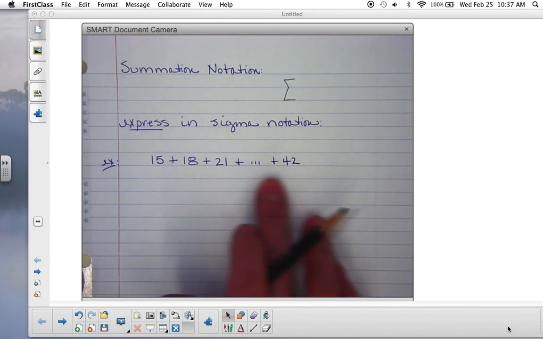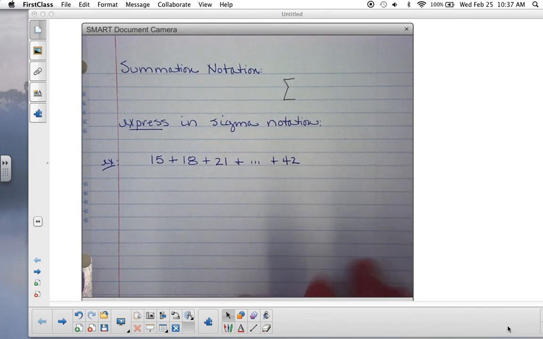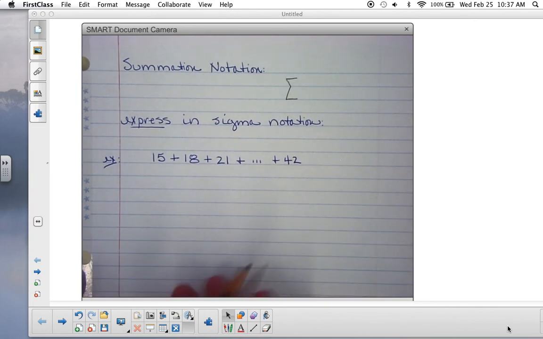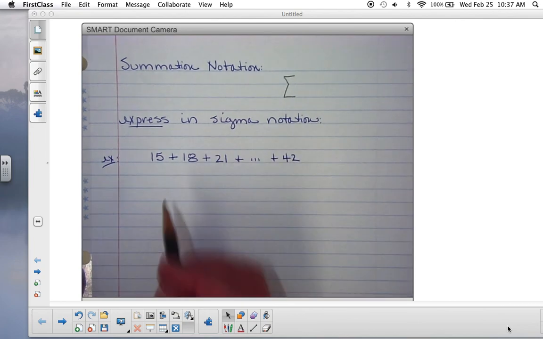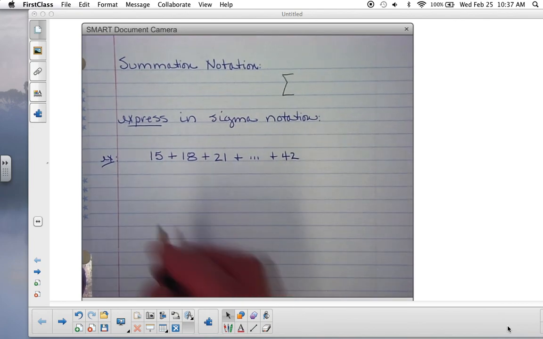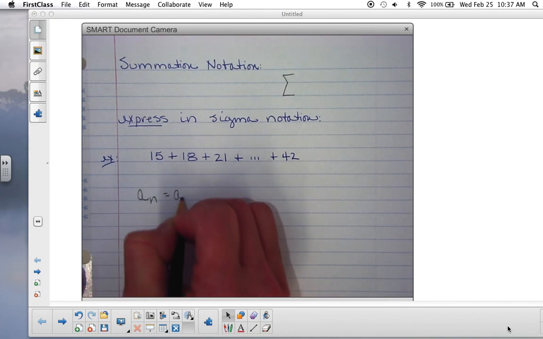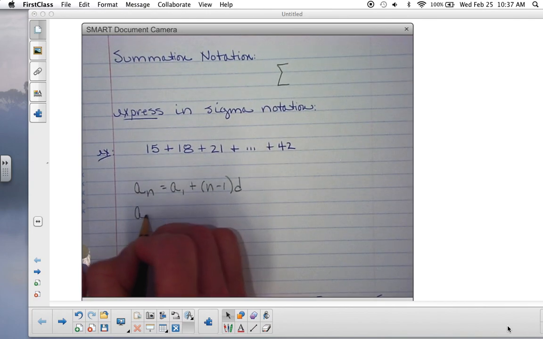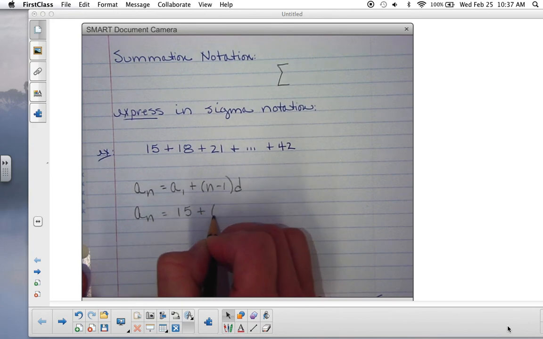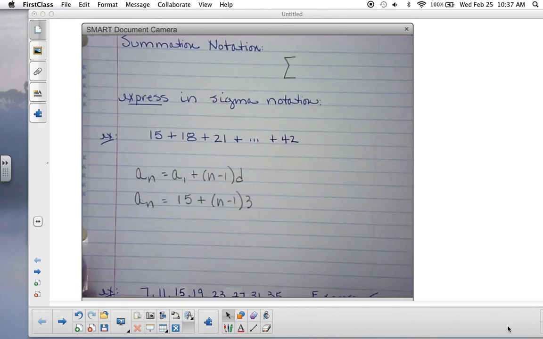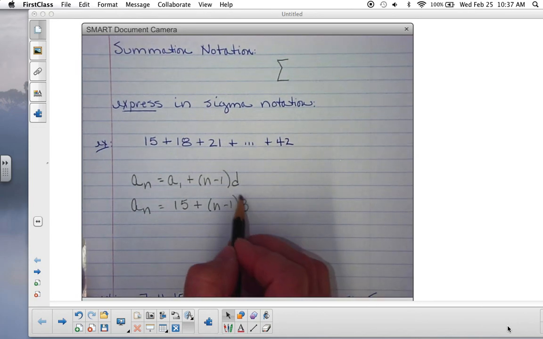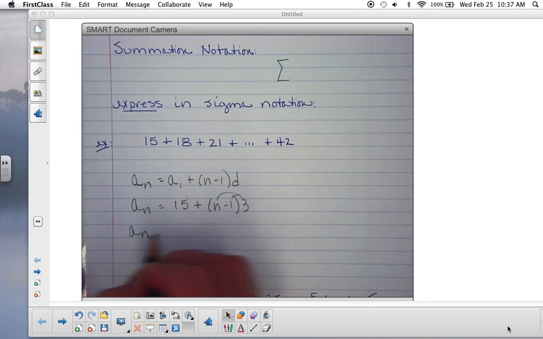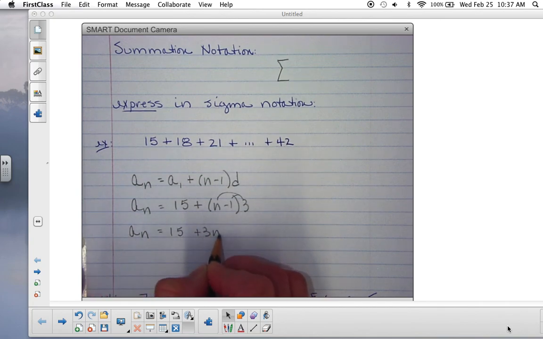So if you have a series of numbers like this, 15 plus 18 plus 21, and you need to write it in sigma notation, the first thing you need to do is understand the rule, figure out what's going on. So to find the rule, I would use the formula that we almost always start with when we're looking for the rule, which is this. So it's going to be a sub n equals 15 plus n minus 1 times 3. Distribute from the back like we do. So I got a n equals 15 plus 3n minus 3. My final answer here will be a n equals 3n plus 12.